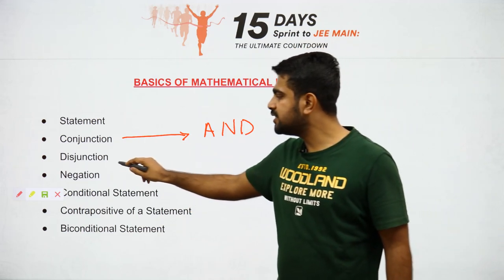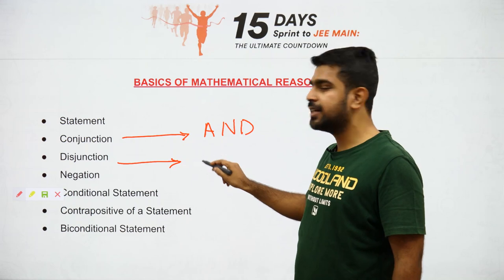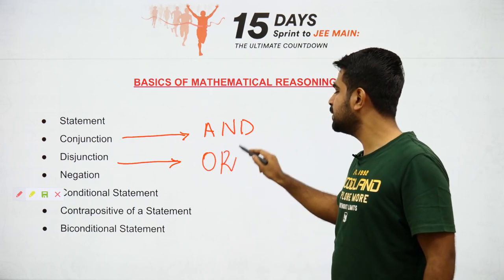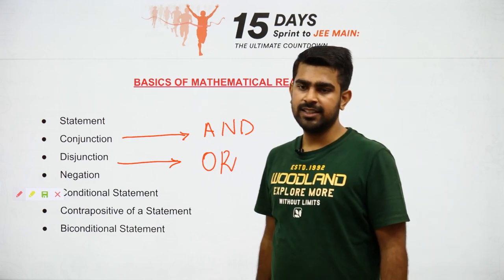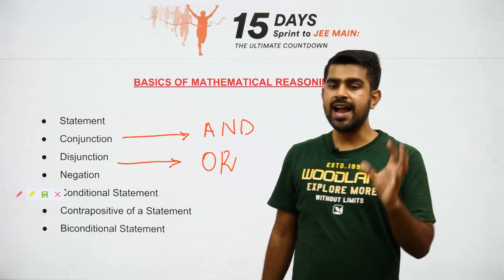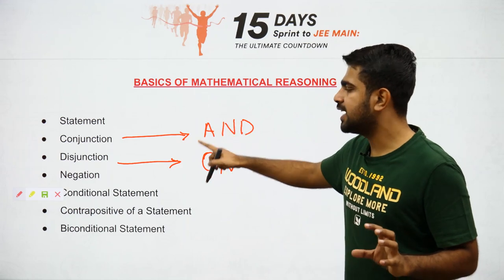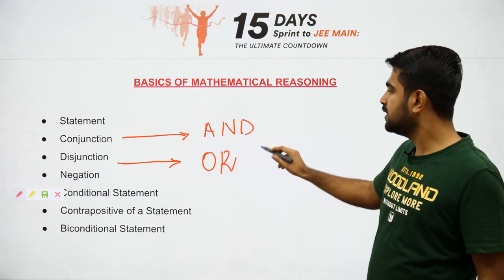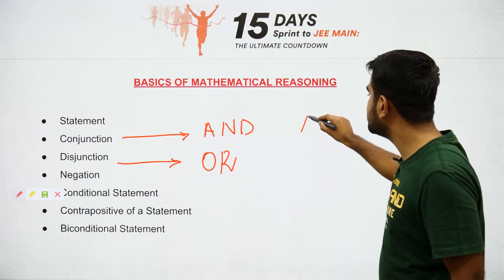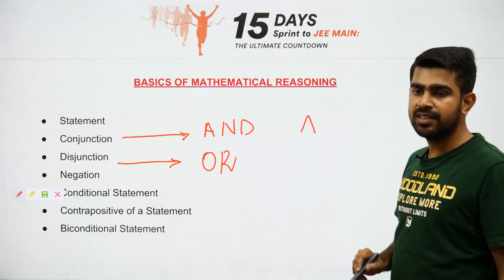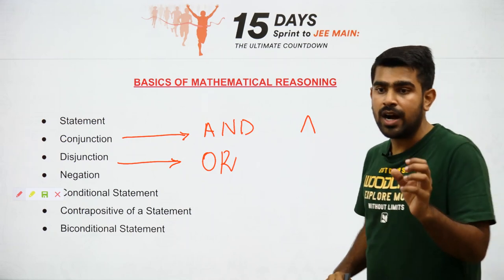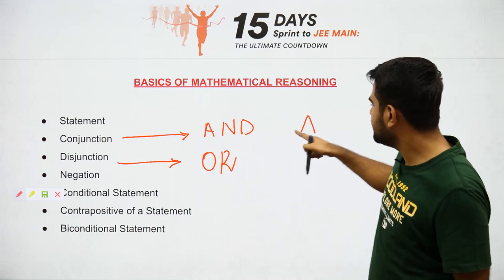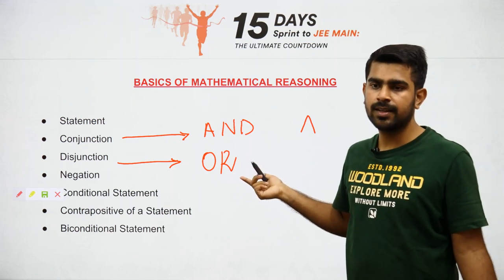Now, what is disjunction? As some of you might have already guessed, it is nothing but or. Is that fine? So that is called conjunction and disjunction, which are nothing but and, or. And is given the symbol like an up arrow. How do I remember it in an easy way? See, A is there, right? And it is similar to A. That's it. It is similar to A.